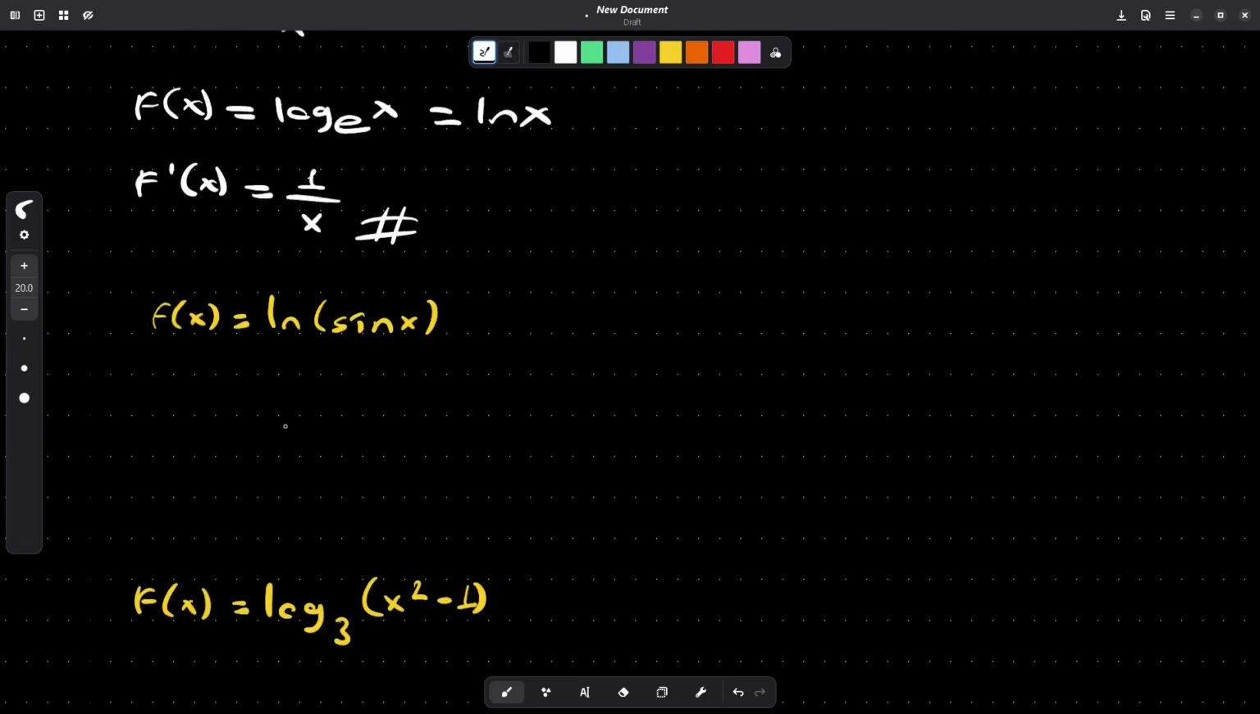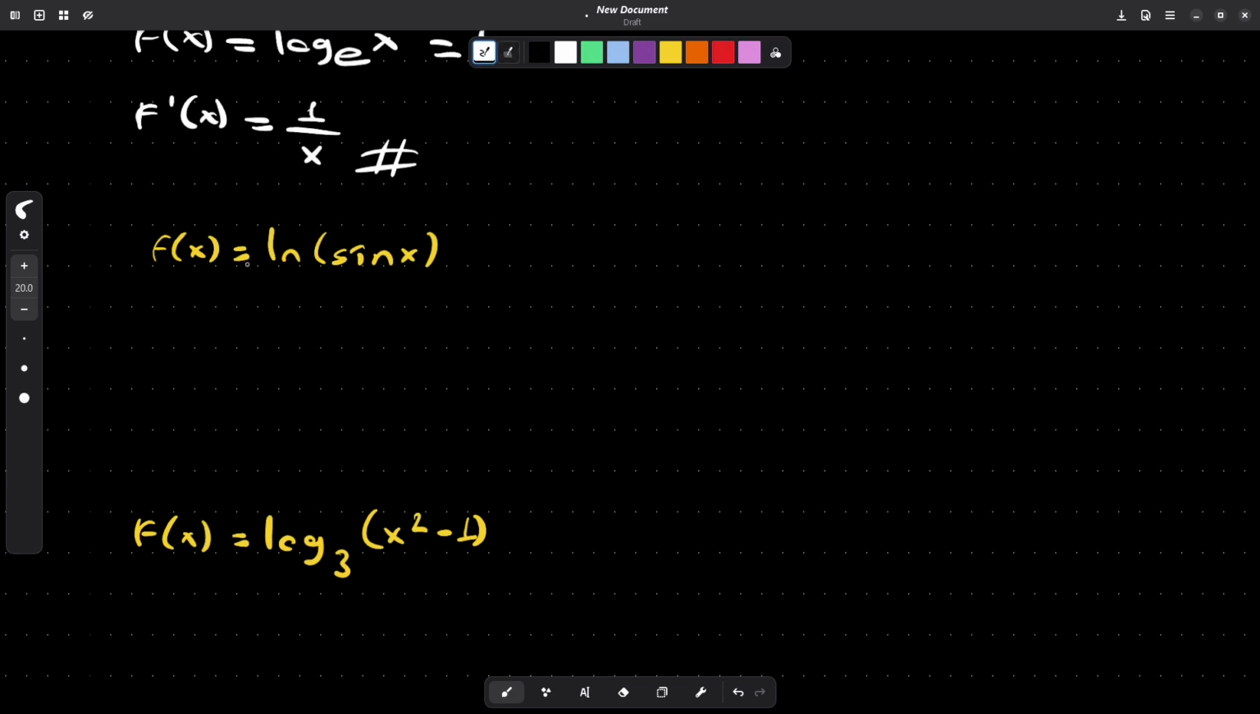Let's see two examples. First example, f(x) is equal to ln sine x. We want to differentiate this. Differentiate inside of it first. The derivative of sine x is cosine x. This is over the inside of it, sine x, which is equal to cotangent x, cot x.